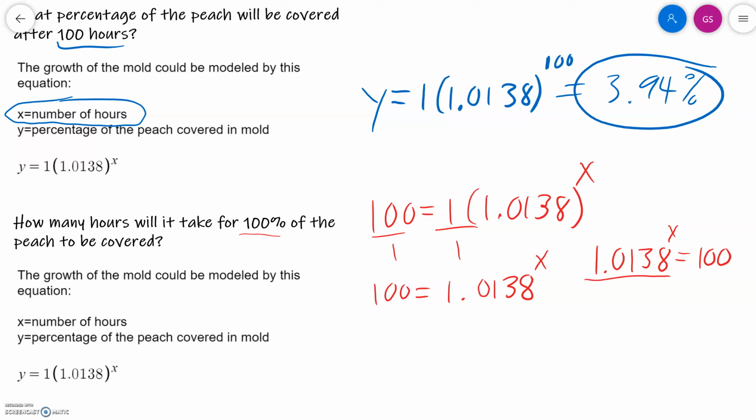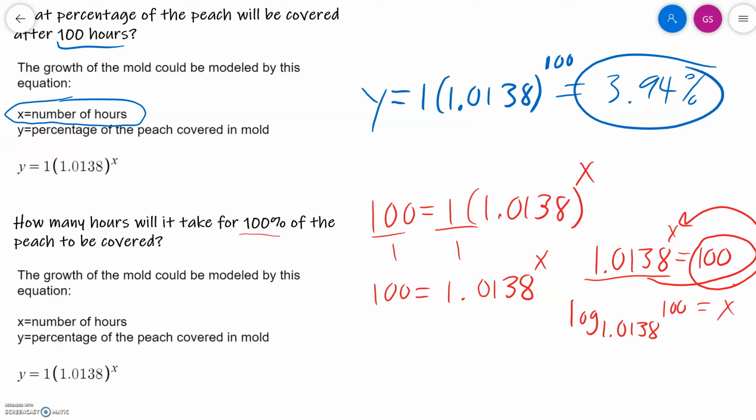So I'm going to start here. So log of this number, 1.0138, and then I'm going to loop around here, so that goes next, equals x. All right, so if I could figure out what this on the left-hand side equaled, I would know the value of x.